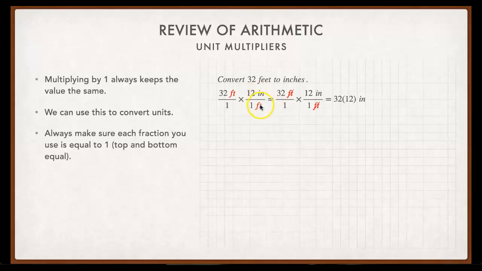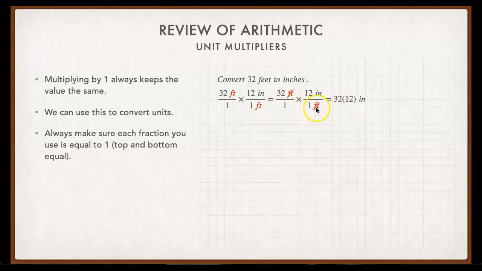Now, in order to make these inches and feet equal to each other, well, we know that 12 inches are in 1 foot, so we write 12 inches over 1 foot. This is equal to 1. 12 inches and 1 foot are the same distance. We're always allowed to multiply by 1 because it's not going to change the value.